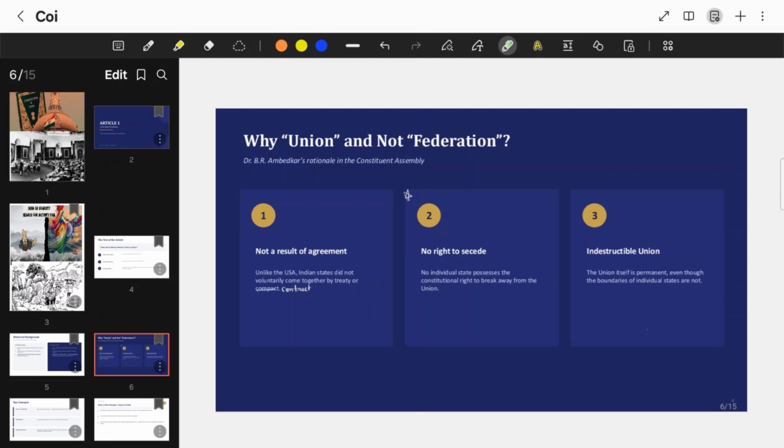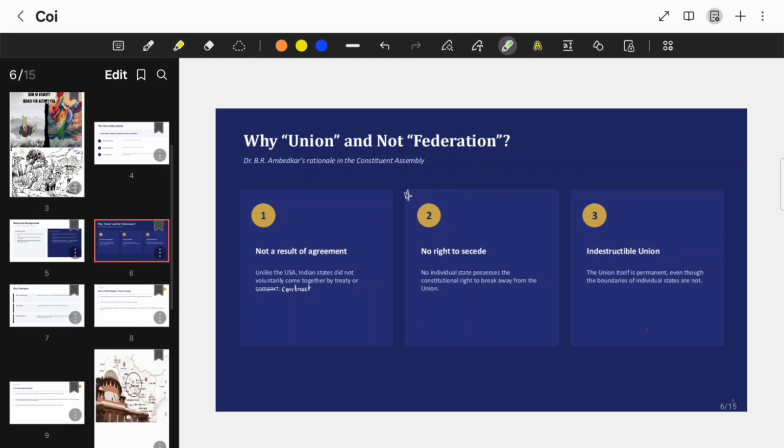Thirdly, the union itself is indestructible, even though individual state boundaries are not, meaning Parliament can redraw state boundaries, rename states, even merge or split them. What it cannot do is let a state leave the union entirely. In Dr. Ambedkar's own phrase, India is an indestructible union of destructible states.